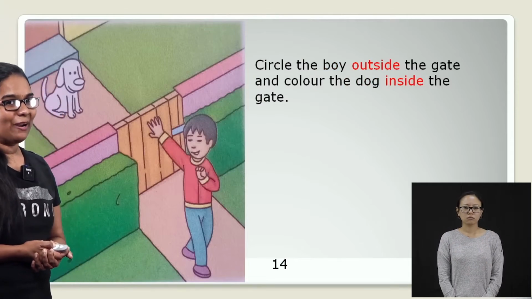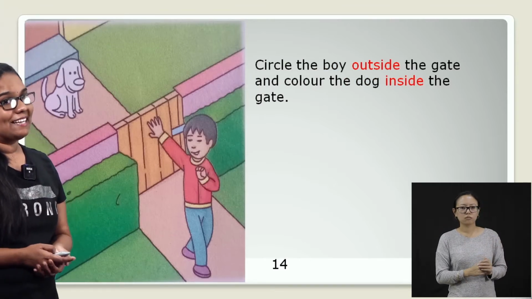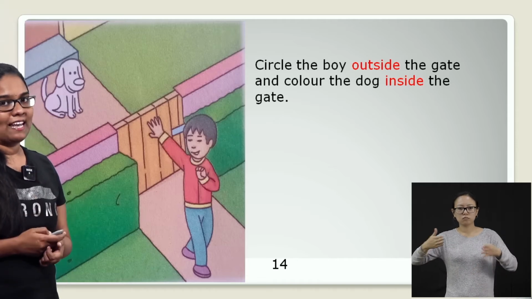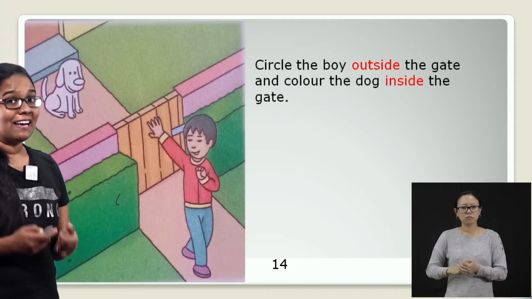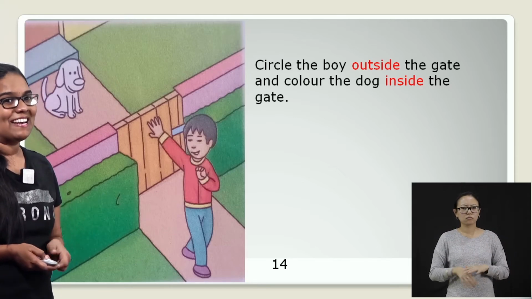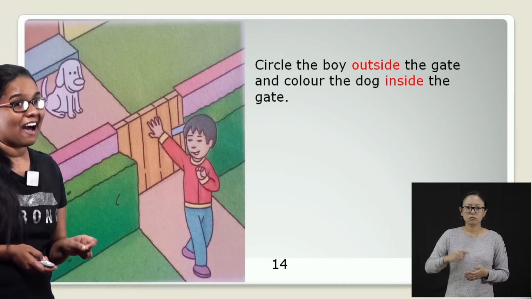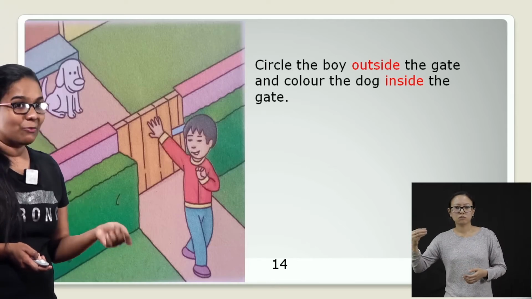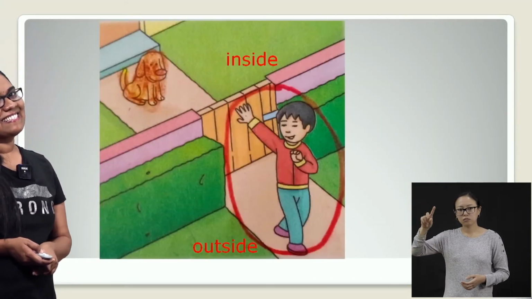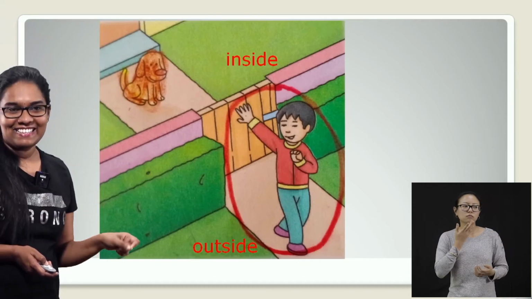Circle the boy outside the gate. The boy is standing outside the gate, right? Yes, then you have to circle the boy. Then color the dog inside the gate. Outside, inside. Yes, like this. Circle the boy and color the dog.